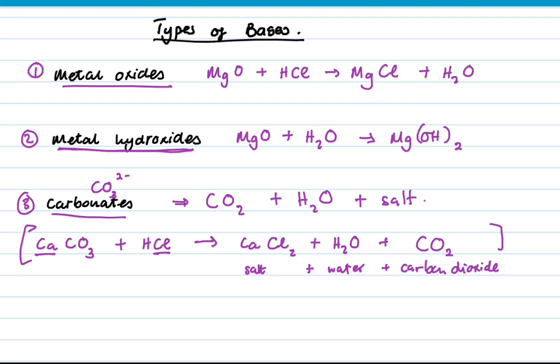So remember, carbonates, because they have the carbonate ion, will form carbon dioxide plus water, and also the salt. To round up on the types of bases that are there: the metal oxides and the metal hydroxides form what? Salt plus water. Then a carbonate forms carbon dioxide, water, as well as what? As well as a salt.